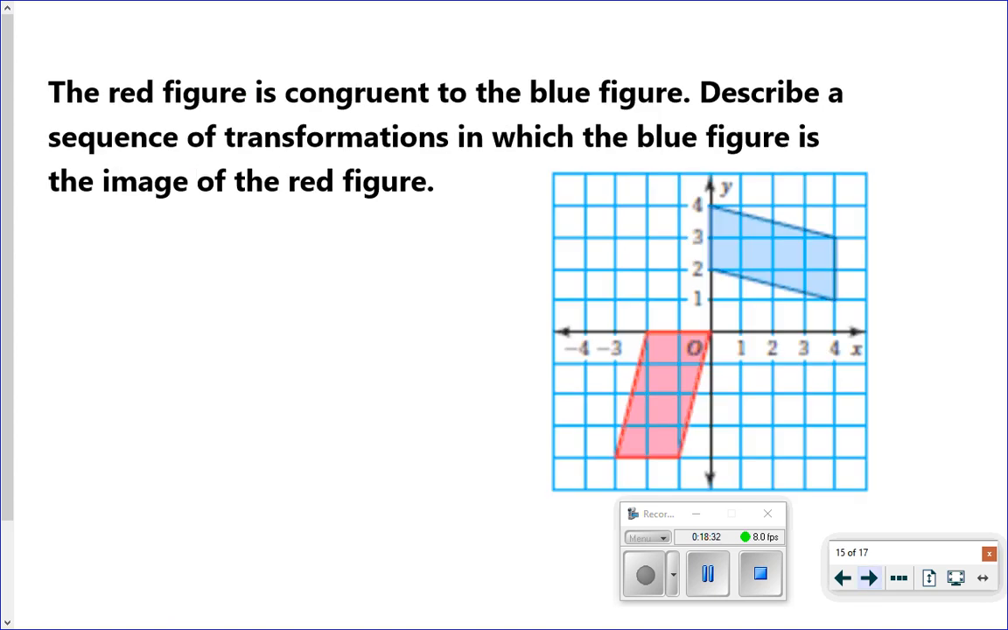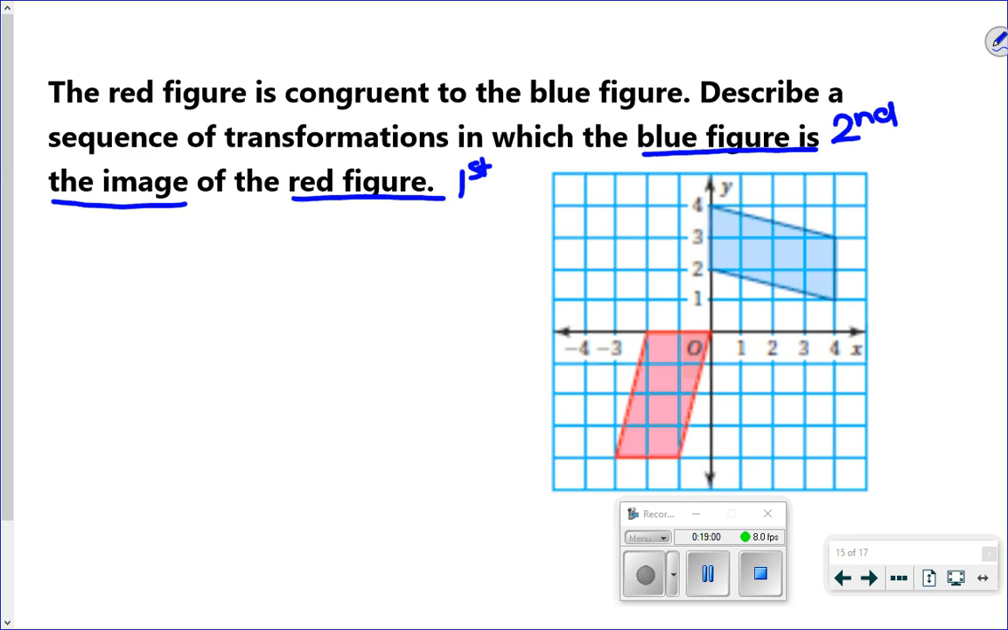Okay, and then our last type of problem, they ask us to describe a sequence of transformations in which the blue figure is the image of the red figure. So they're telling us that the blue is the image. That means that is the second shape. And that means the red figure is going to be our first shape, where we started.